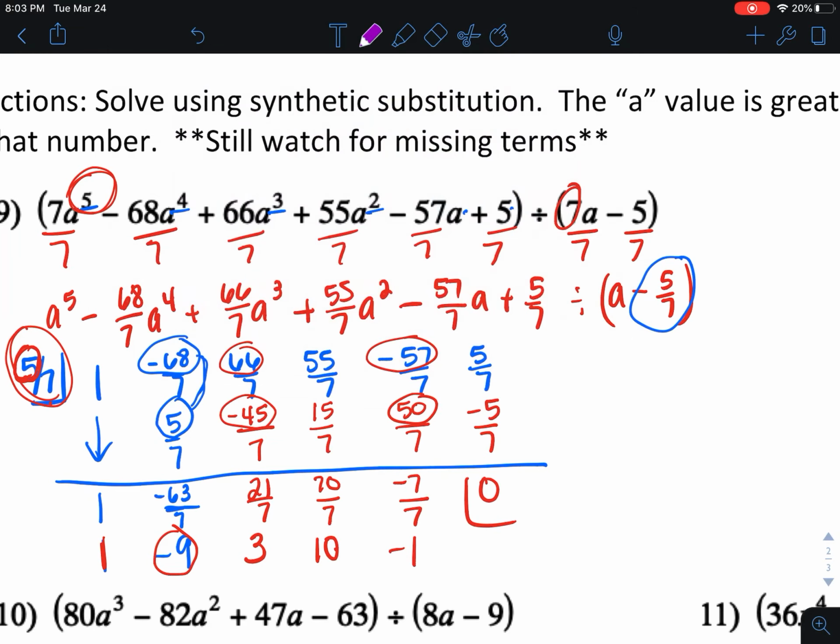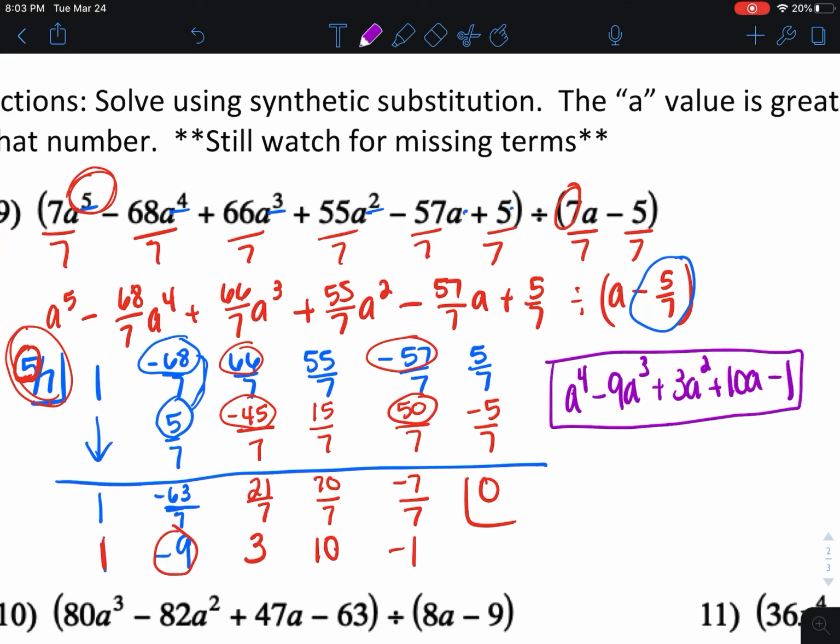All right, so it's going to look like this. We're going to have the letter A. So A to the 4th minus 9A to the 3rd plus 3A squared plus 10A minus 1. And there is no remainder. Okay, so this is your final answer right here.